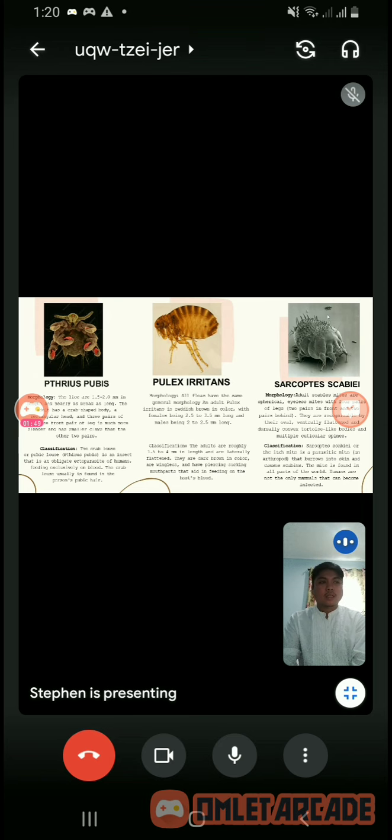The morphology of fleas have the same general morphology. An adult Pulex irritans is reddish-brown in color, with females being 2.5 to 3.5 mm long. So, maliit lang pala ito, no? And males being 2 to 2.5 mm long. The classification are roughly 1.5 to 4 mm in length and are laterally flattened. So, pag sinabing flattened, flat, patag lang siya, plain.